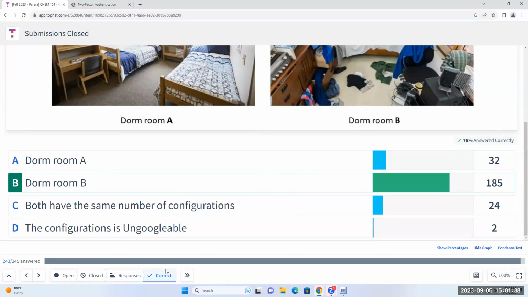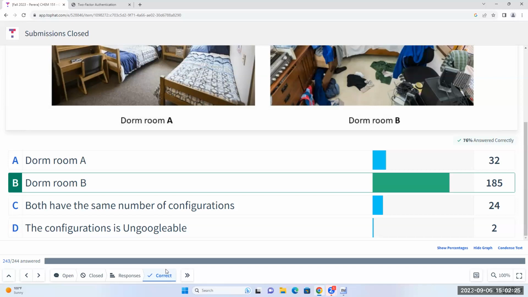Why? Anybody who picked dorm room B, why did you pick it? How do we know that we have a higher number of configurations there? Anthony, Hannah, do you still have the microphone? What's your name, sir? My name is Jack. Go ahead. There are more configurations in room B because there are more things to put in different positions. Okay. So what is number of configurations then, Jack? It's the number of ways that the room can be arranged. Thank you. That's what number of configurations means: the number of ways things can be arranged.